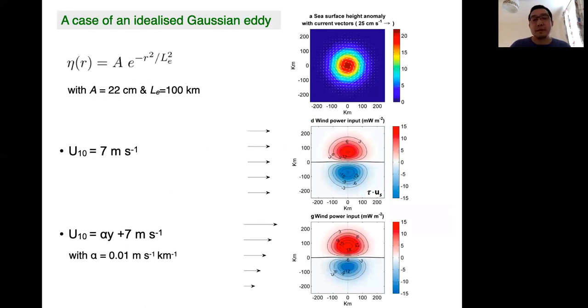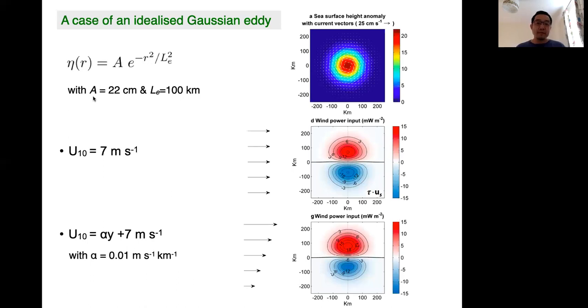Okay, so maybe let's look at a simple example of an idealized Gaussian eddy, just to see what we expect from this. So we're going to assume the eddy is Gaussian shaped. So eta here is the sea level anomaly associated with this eddy, and r is radius. So the sea level anomaly is described by this Gaussian function. A is amplitude, and LE is the size, the radius of the eddy.